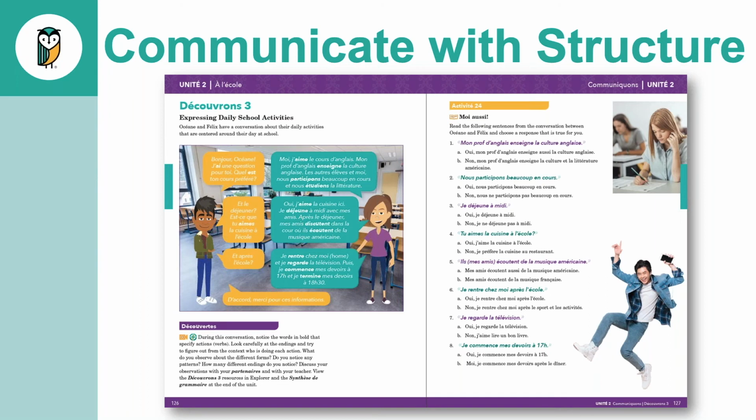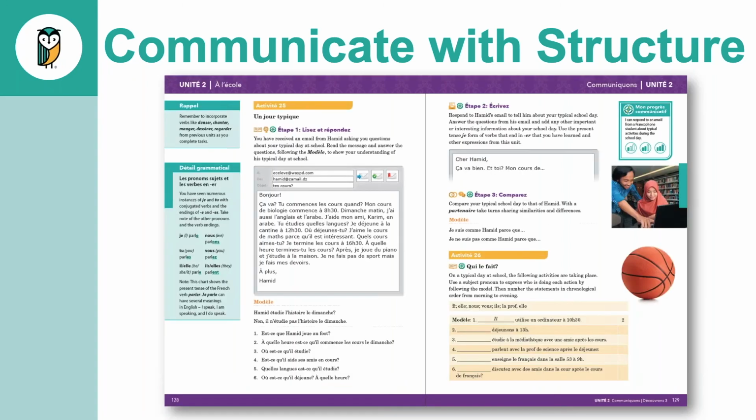In this first activity, Activité 24, you can see students are using and seeing the language in context with meaning attached. They are getting more input with the new structures. They're reading some statements from Océane and Félix and then need to choose the correct answer for them. In the next activité, Activité 25, we see there are 3 steps to it. In the first step, they are reading an email from Hamid about a typical school day and then need to answer some questions, getting a little more input before being asked to create the output.